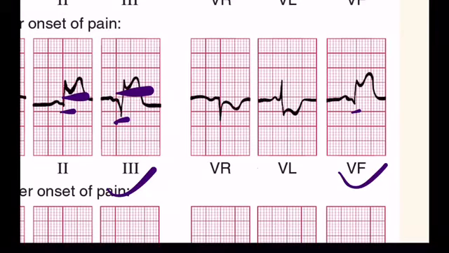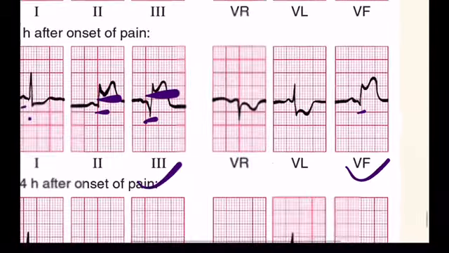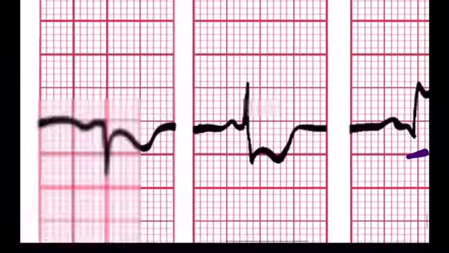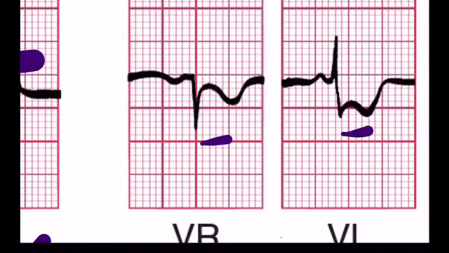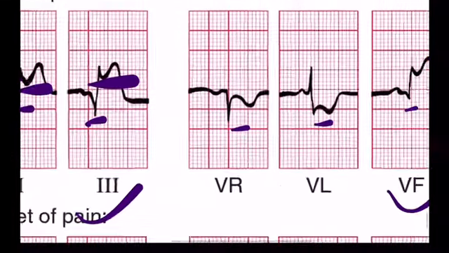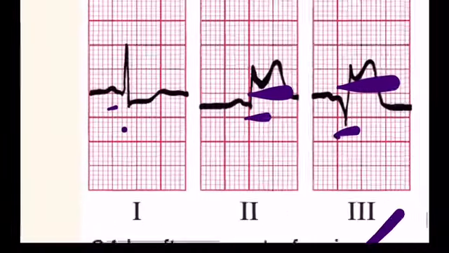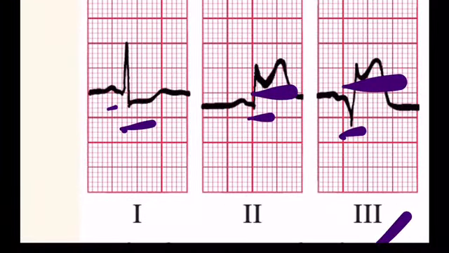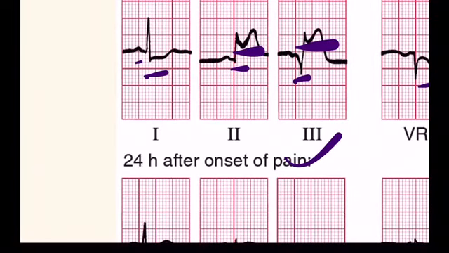Now also the ST segment is depressed in lead VR, VL and lead 1. ST segment is depressed here.